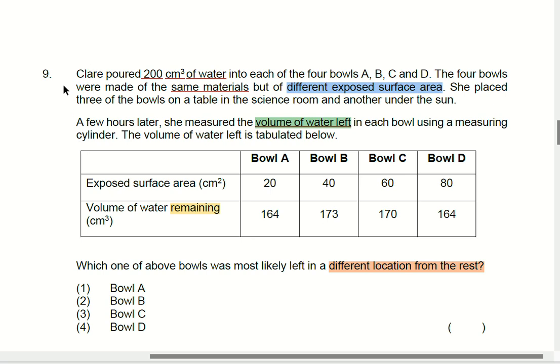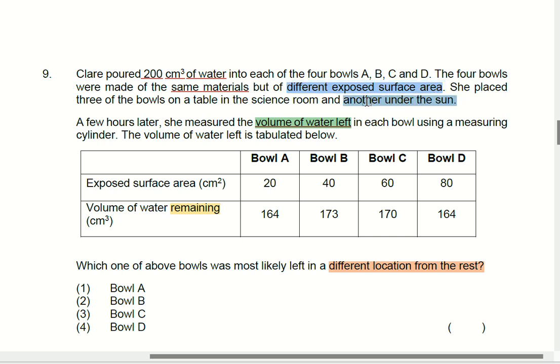Alright, let's take a look at question 9. Claire poured 200 cm cube of water into each of the 4 bowls A, B, C, and D. The 4 bowls were made of the same materials but of different exposed surface area. She then placed 3 of the bowls on table in the science room and another bowl under the sun.